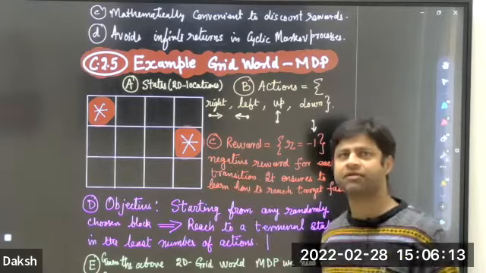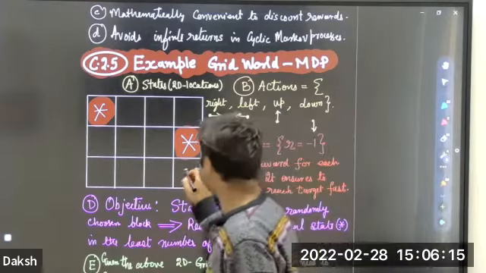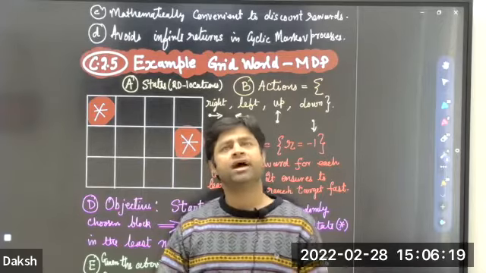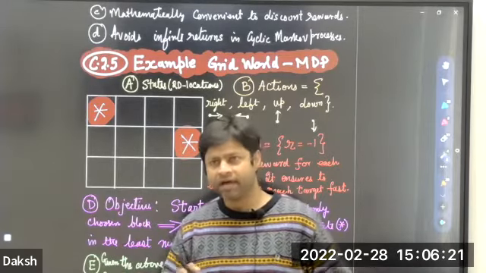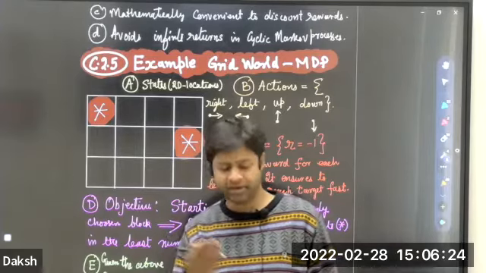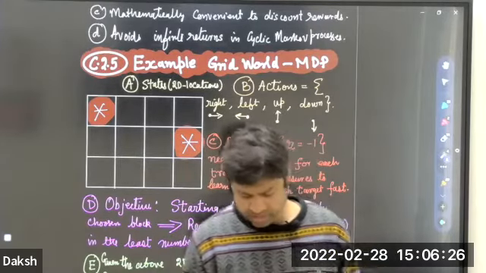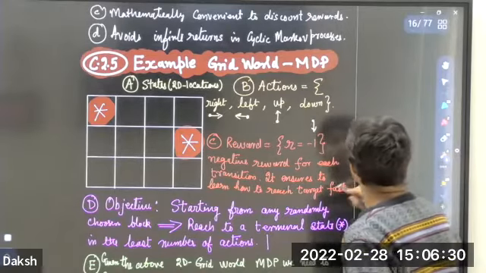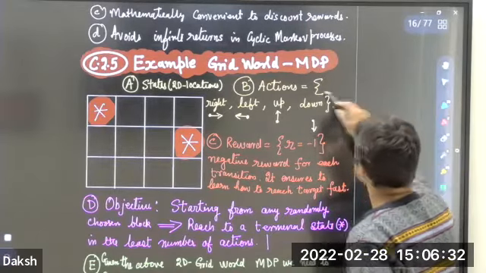So the question will be that given such an environment, if you are an agent, you need to let me know that if I am here, how can I move as fast as possible and reach a terminal state.